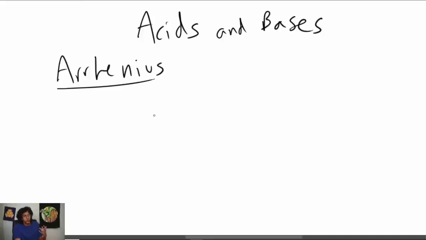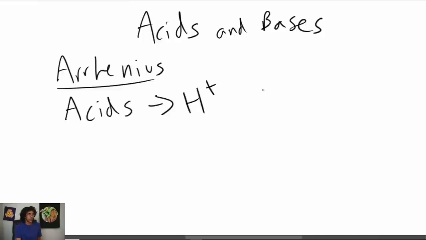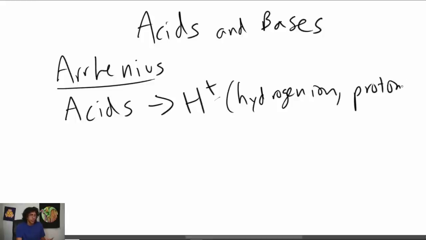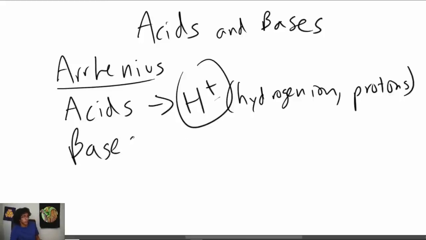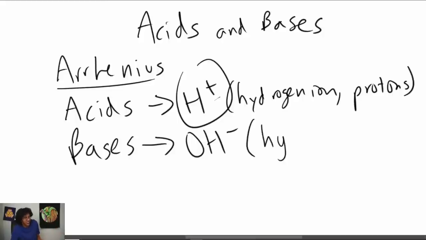But basically, this is what people learn when they think about acids and bases. Acids are the ones that give off H+ ions. These H+ ions are called hydrogen ions, they might also be called protons, but basically acids give off these. You probably know this already, but that's the most basic definition of an acid. Then bases, they give off, guess what? That's right, OH-. And these ions are called hydroxide, like hydrogen and oxygen, so that makes sense.